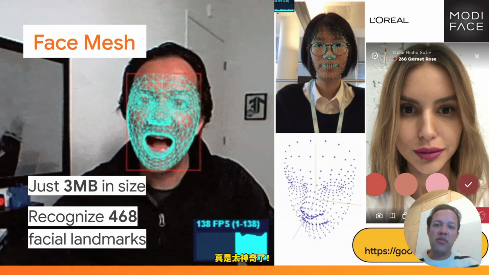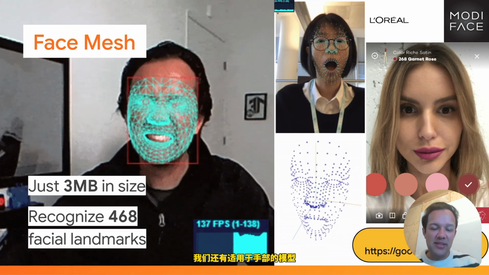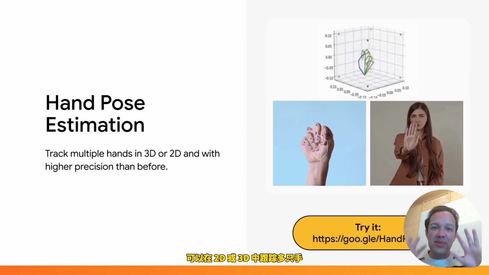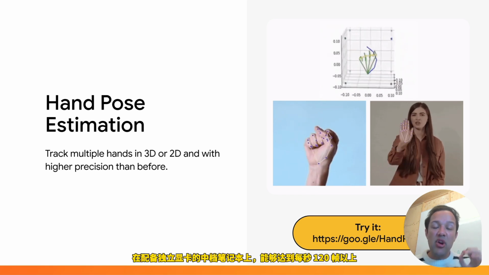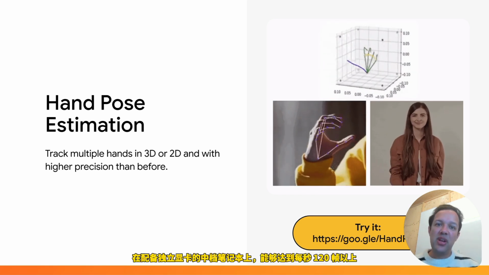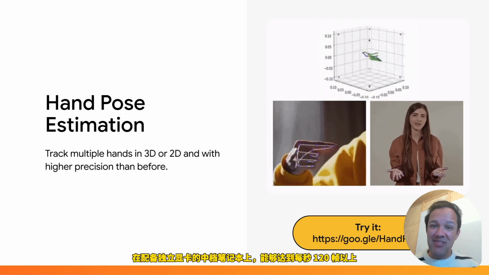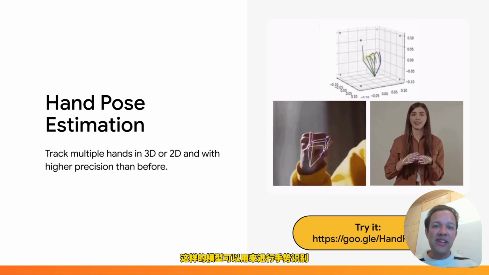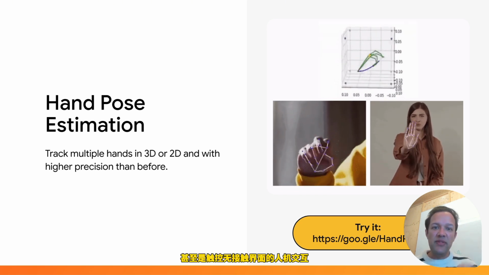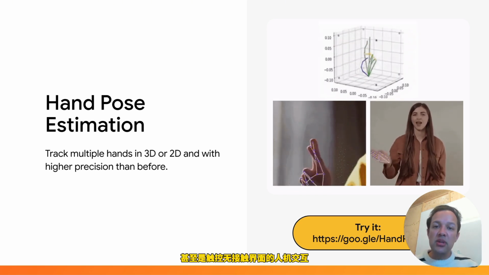Really amazing stuff. We also have models for your hands that can track multiple hands in 2D or 3D at over 120 frames per second on a mid-range laptop with a dedicated graphics card. Now, a model like this could be used for gesture recognition or even touchless interfaces for human-computer interaction.